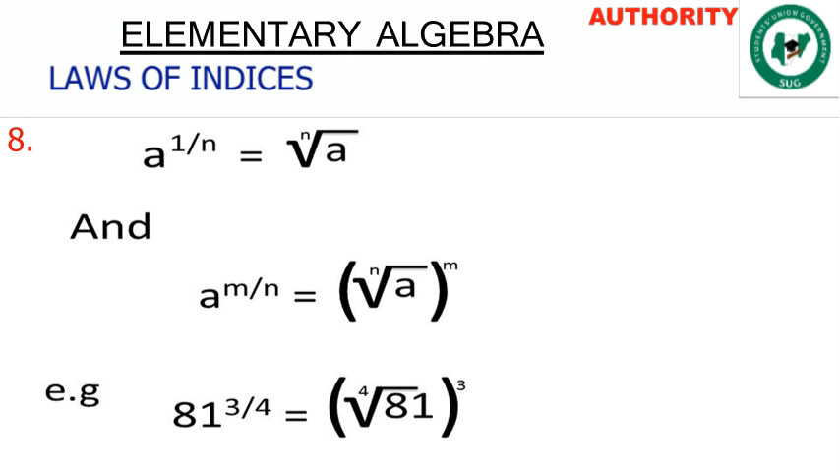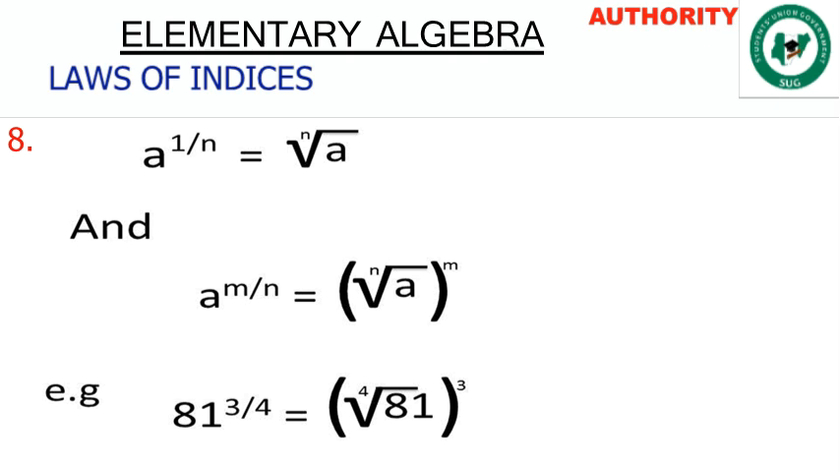Now let me show you an example. When we have 81 raised to power 3 all over 4, what are we going to have? So we are going to have 4 root 81, all in bracket, raised to power 3. Do you see it? So the numerator will be the power, and then the denominator will be the root. Okay? Now let's go.